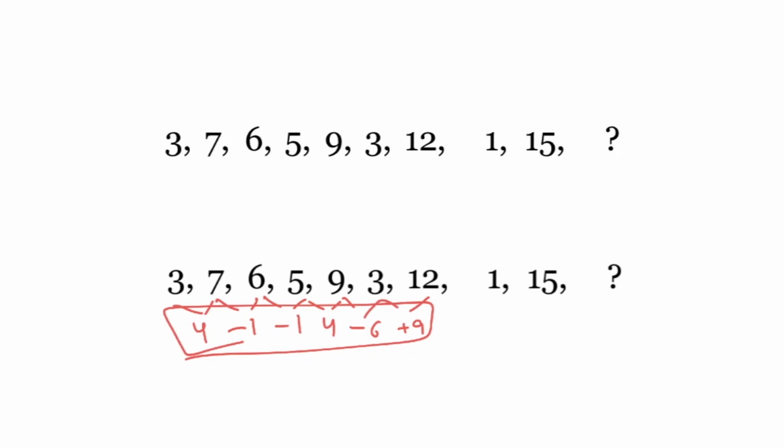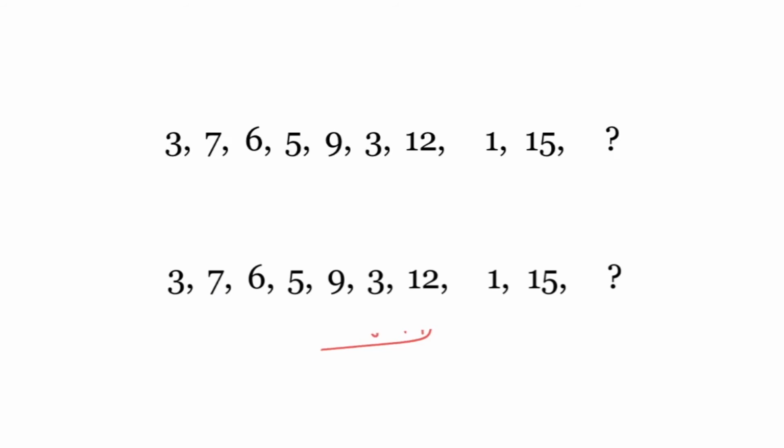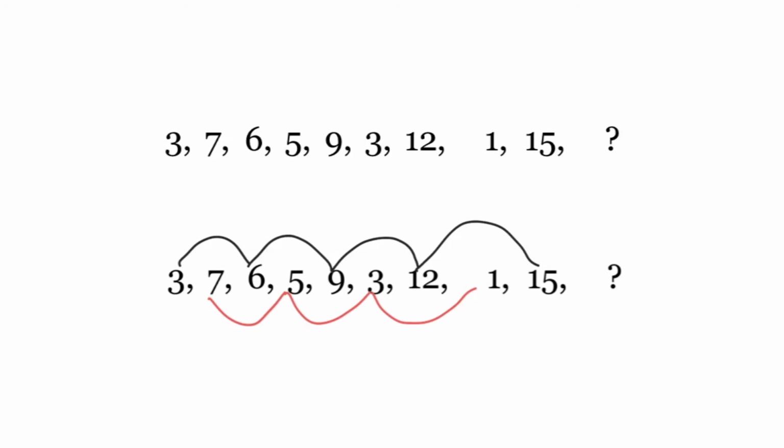So whenever you cannot find any pattern using differences, then possibly two series are combined here. If two series are combined, 3, 6, 9, 12, 15, this forms a series. And second series, 7, 5, 3, 1 and next term.